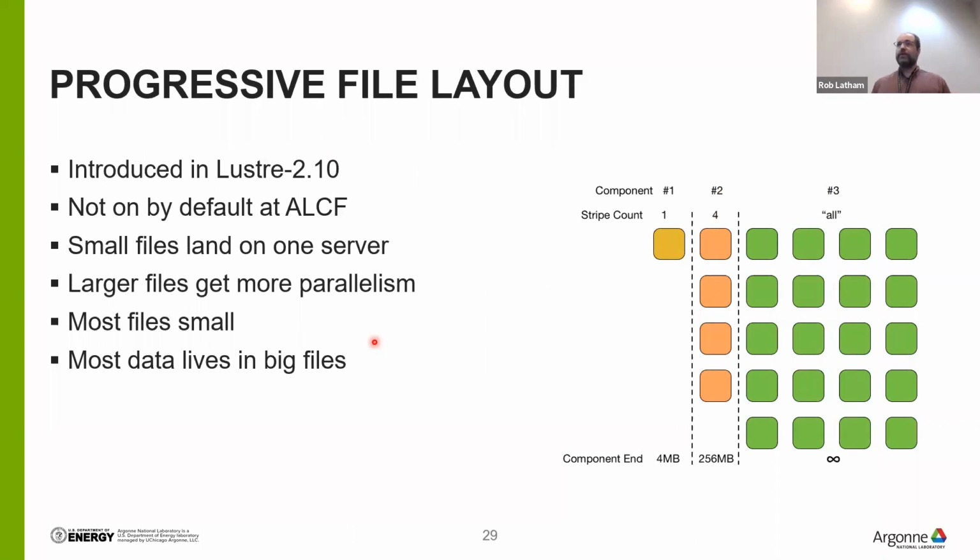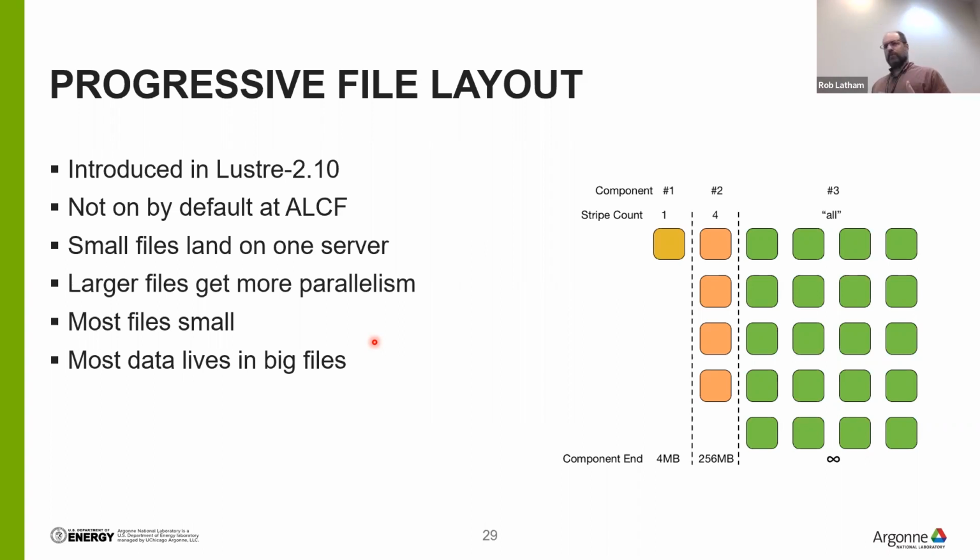There is one fun feature in Lustre called the progressive file layout. I've been waiting for this for a long time. It's not on by default on Polaris' file system, but you can request it and play around with it. And what is this?